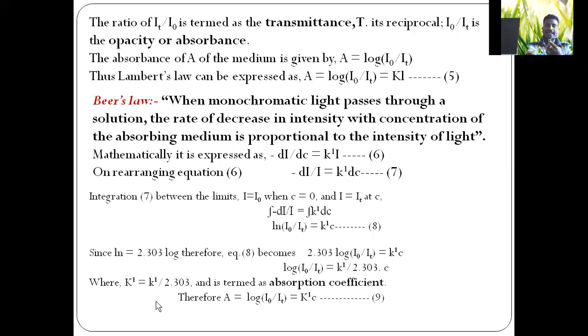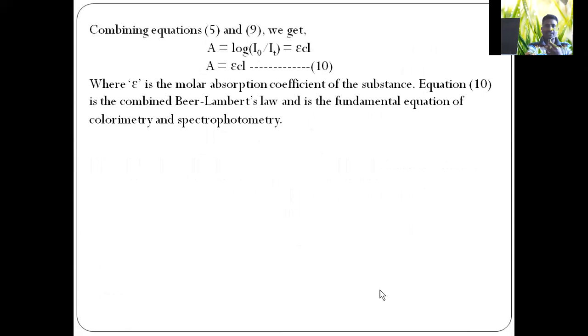Therefore, A, which is absorbance, is equal to log of I0 by IT is equal to capital K dash C, equation number 9. From equation number 5 and 9, we get a combined equation, that is A is equal to log of I0 by IT is equal to epsilon CL. Instead of taking k and k dash constants, we can take one more constant, that is epsilon.